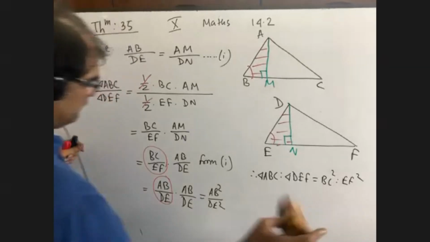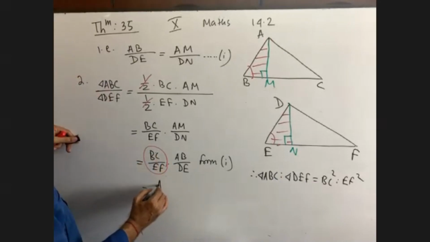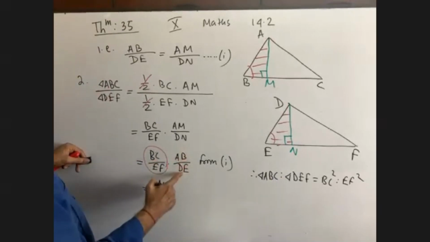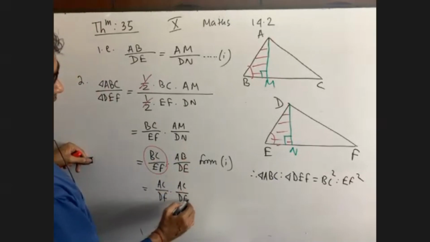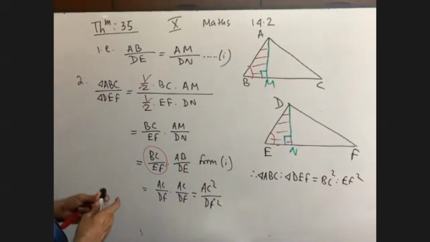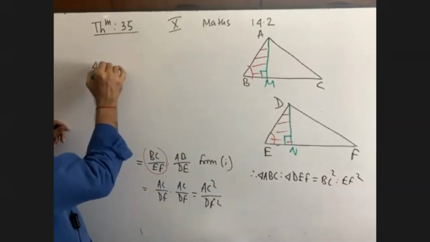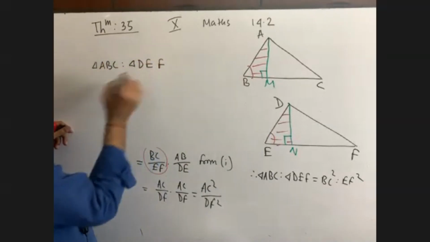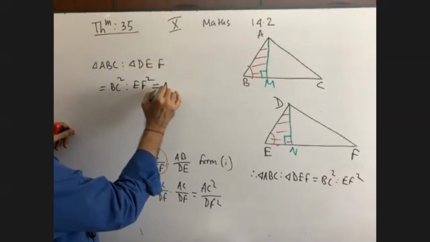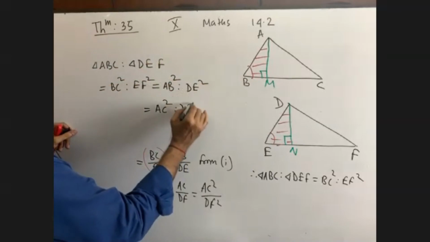Or if the question is given like this, suppose AC and DF, BC by EF equals AC by DF. You can see the particular enunciation. Again, AB by DE is also given as AC by DF. So it is written AC square by DF square. So whichever proof is given in the question, we can do. After this, we can write down that triangle ABC is to triangle DEF is equal to BC square is to EF square, is equal to AB square is to DE square, also equal to AC square is to DF square. You can also write this down.